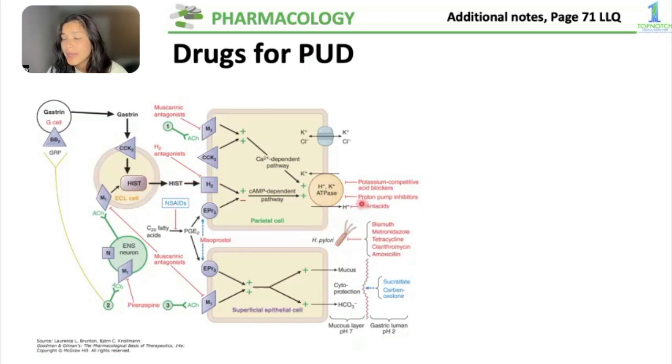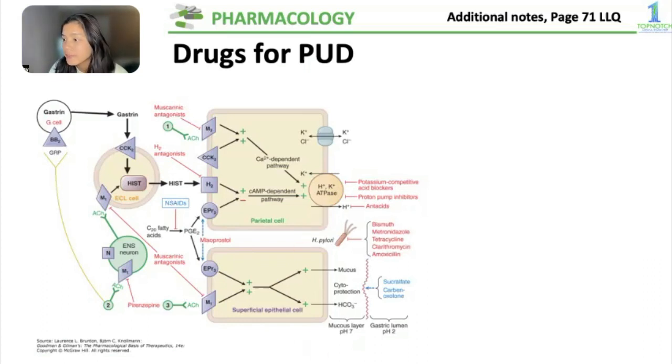So we can see that by inhibiting either the muscarinic receptors, the histamine receptors, or the proton pump itself, we can inhibit the amount of acid that is secreted into the gastric lumen. And pretty much that's it. That's what I'm going to discuss in the next few slides, but it all goes back to this picture.